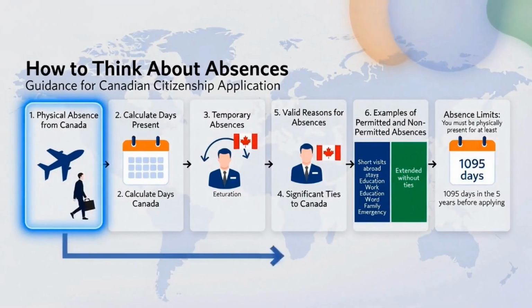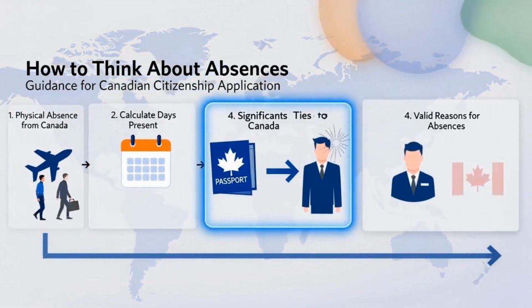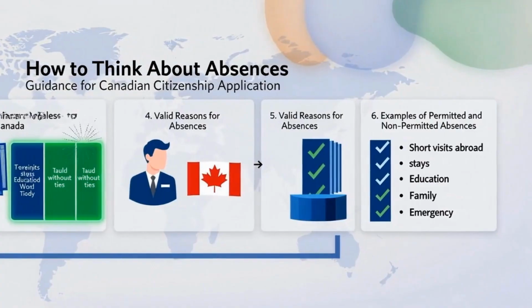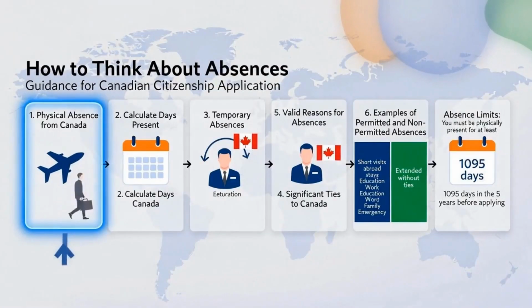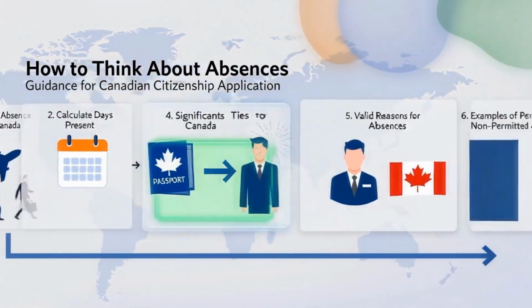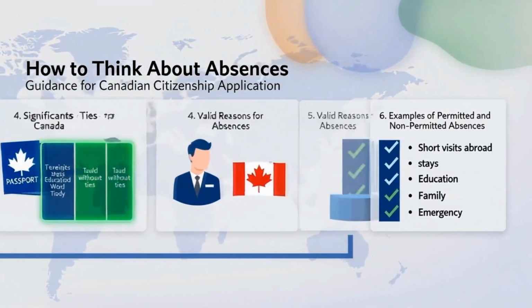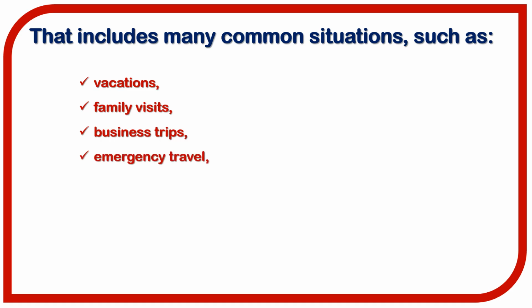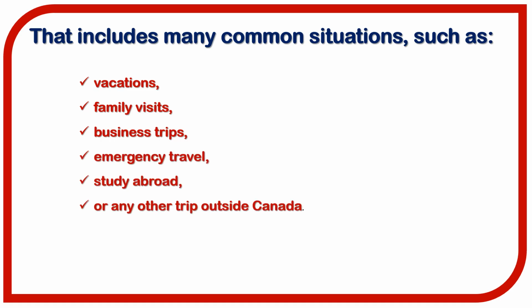Now let's discuss how to think about absences. This is where many applicants make mistakes. So let's slow down and explain absences properly. When you use the physical presence calculator, you will need to enter the periods where you were outside Canada. That includes many common situations such as vacations, family visits, business trips, emergency travel, study abroad, or any other trip outside Canada.